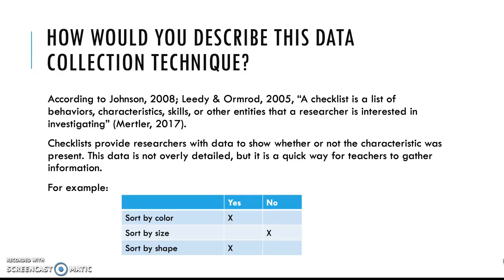characteristic. So for example, we just did a sorting unit in my class, so I figured I could make a quick example of a checklist. Were they able to sort by color? Yes. Were they able to sort by size? No. Were they able to sort by shape? Yes. So quick and easy. I'm basically letting you know that the child was either able to do that behavior or skill or they weren't.